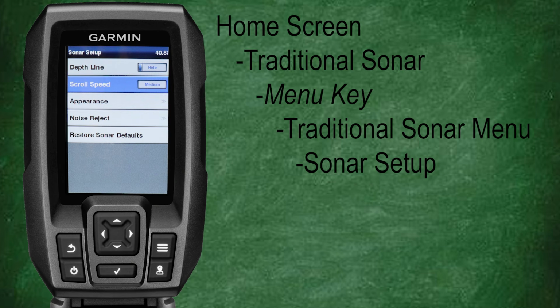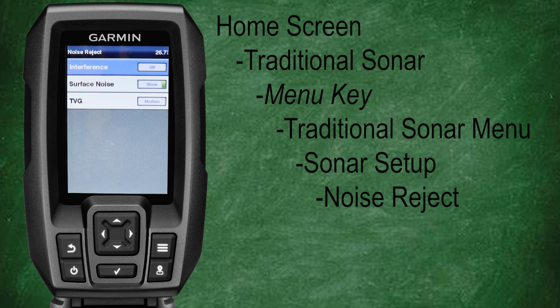Now we're going to take a look at another feature that can also have a huge impact on how images are displayed on your sonar screen, and that's our noise rejection filters and settings. From the sonar setup menu, scroll down and select noise reject. You have 3 adjustments for noise rejection: interference, surface noise, and TVG, or time varying gain. Now we're going to look at each of these in detail to help you get a clearer understanding and a clearer sonar image. From the noise reject menu, let's select interference.